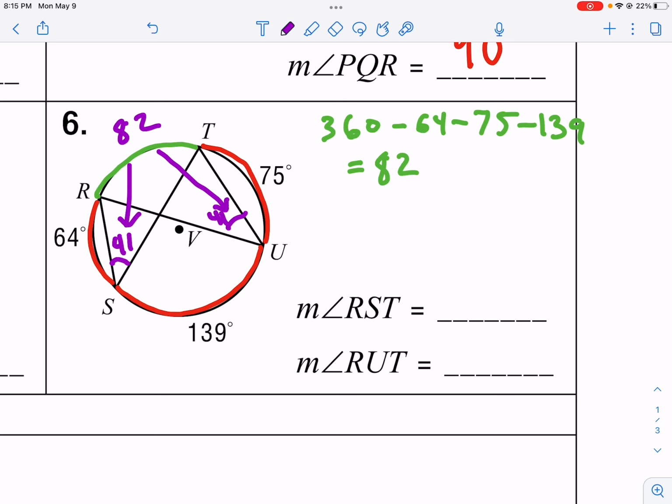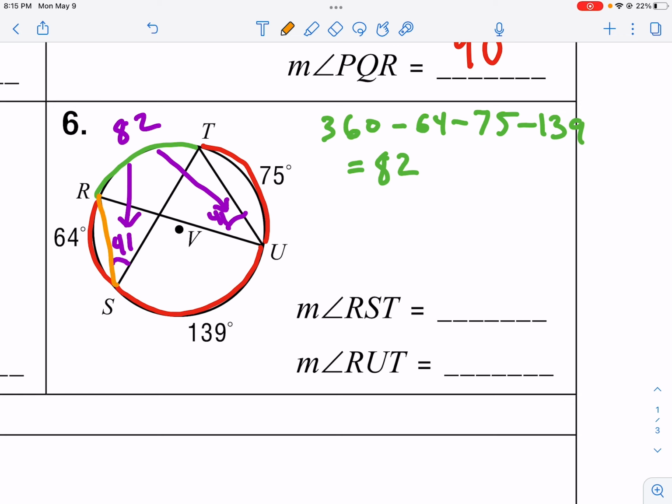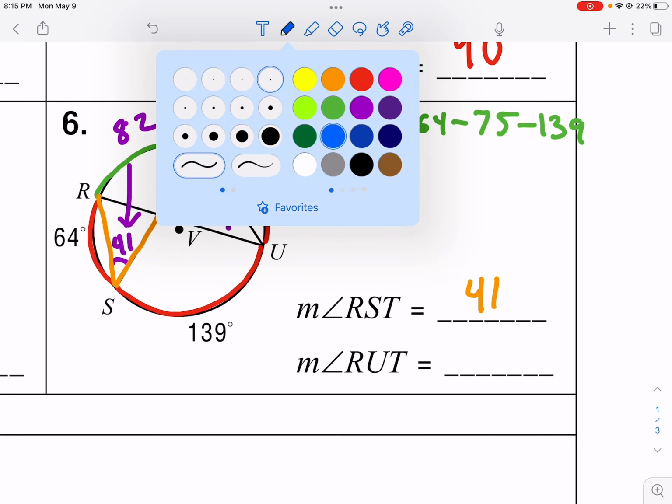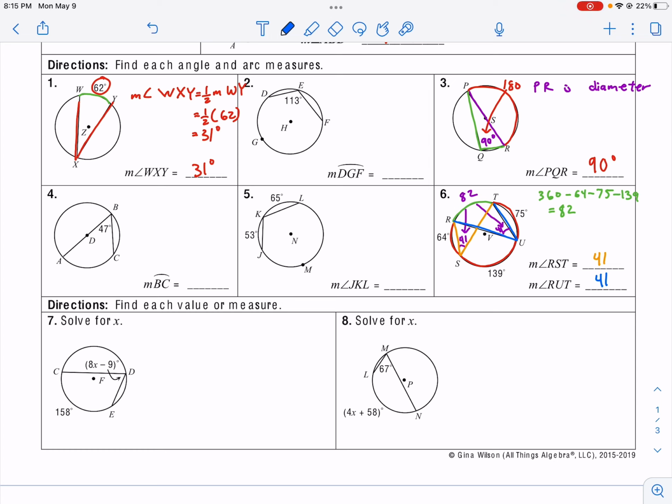So RST is 41, and RUT is also 41. Alright, go ahead and try 2, 4, and 5 and check your answers. Actually, I will also do 7. That way you can check 2, 3, 4, 5, and 8.